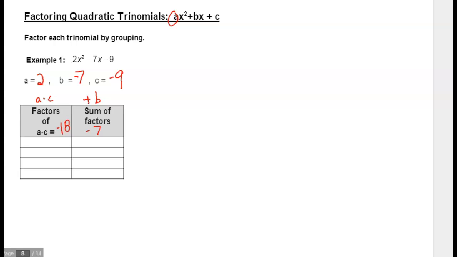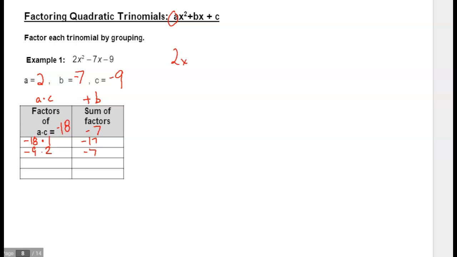So my a times c, we know that it's got to be negative, so the bigger number over here is negative. Negative 18 times 1 would be negative 18, but that adds to negative 17. Negative 9 times 2, that adds to negative 7. So there's your answer to rewrite this.